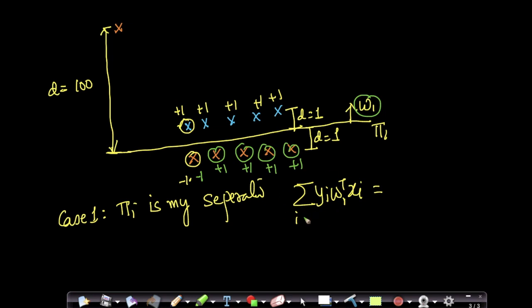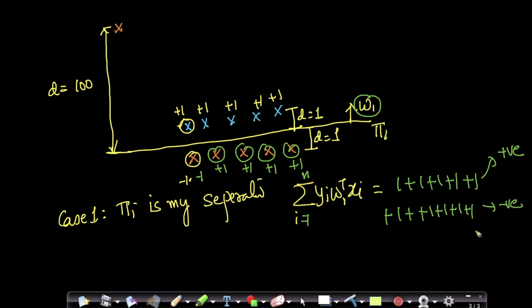So in this summation, I'm going to summate over all the points. First, let's take the positive points. I get 1 + 1 + 1 + 1 + 1, five ones. For all negative points, +1, +1, +1, +1, +1. Remember, this is for all the positive points, and this is for all the negative points. Now comes the twist. What about this point? This is an outlier point that is misclassified.